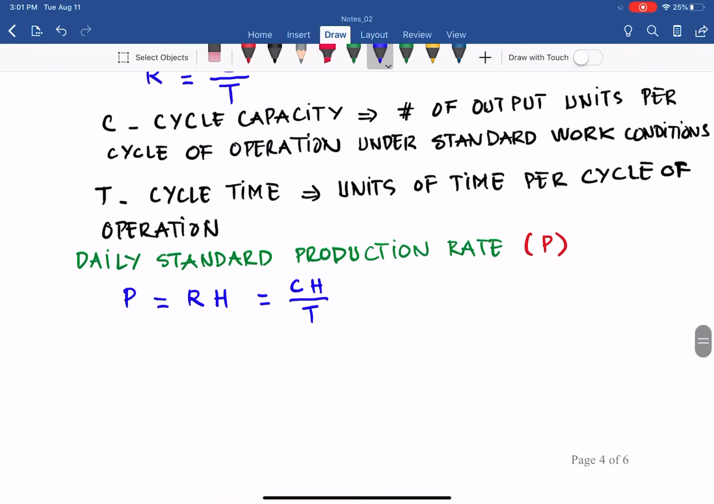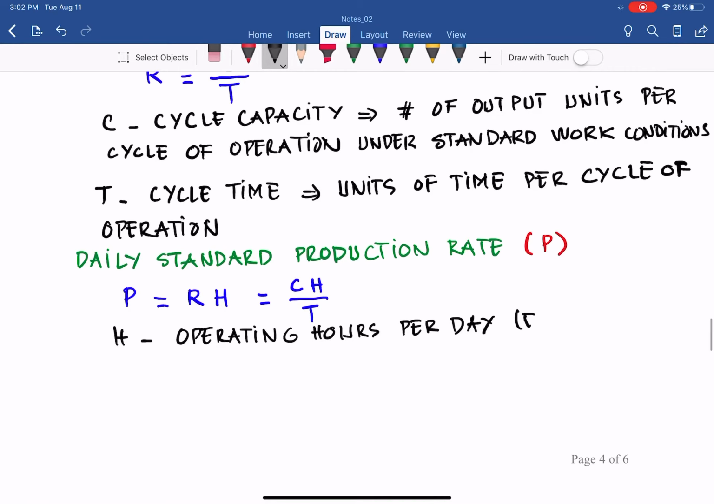And H is the operating hours per day. And of course, it depends on whether we work overtime or not. If the problem doesn't say anything, then you can say, for example, H equals 8 hours per day. If the problem doesn't say anything, assume normal work hours.